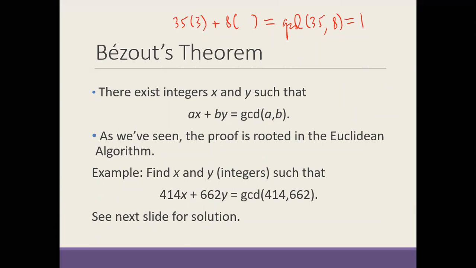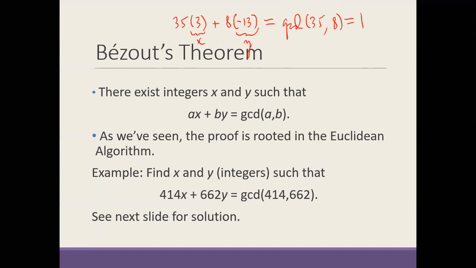So what was it? It was 35 times 3 plus 8 times -13. So this was the x and this was the y. Bezout's theorem says that's always possible. Always. And it's because of the Euclidean algorithm, sort of reversing the Euclidean algorithm, that it's always possible.